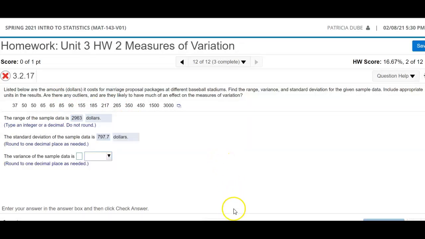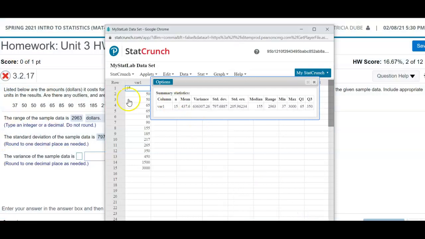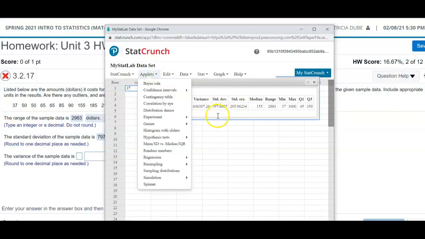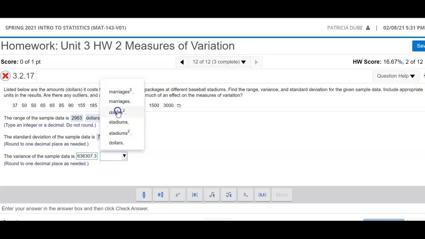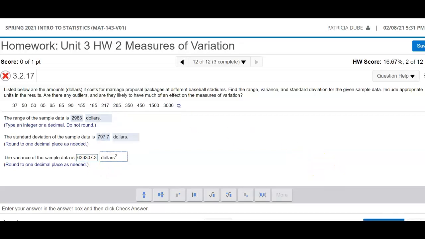The variance. This is something else I got out of StatCrunch. I hover over my Chrome or my Firefox icon. I go back and make sure I click on the one that looks like StatCrunch. The variance is 636, and it says round to one decimal place, so it's going to be 636,307.3. Now, I should have written that down. This is in dollars squared. The variance is the one that's squared.